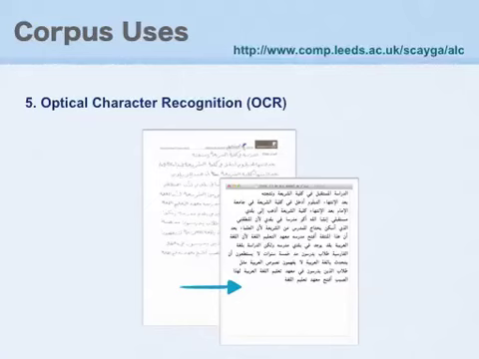Finally, the Arabic Learner Corpus contains handwritten essays along with their transcriptions. They can be used as a training dataset in research on optical character recognition. This can be performed in the natural language processing domain.